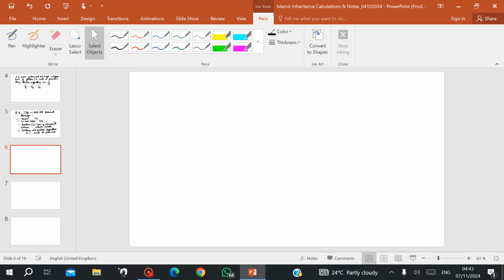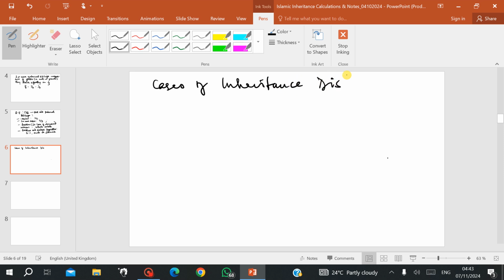The second case is a case of owl, that is increase. And the third case, rod, is return, where we have the sum of the fixtures less than 1. So we have cases of inheritance distributions as follows. These are the 3 cases we want to deal with here by examples.